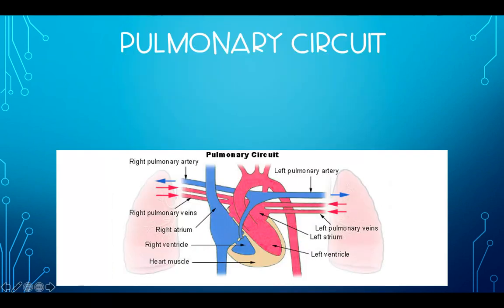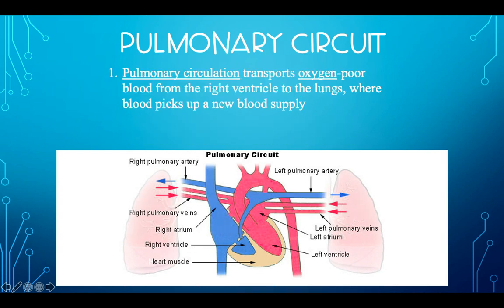The next part is the pulmonary circuit. This is the part where I was telling you about where your deoxygenated blood is taken to the lungs and then brought back through the heart to be put back into the body. First things first, it transports oxygen-poor blood from the right ventricle, which is right here, to the lungs through this pulmonary artery, either to the right or to the left, where your blood picks up a new oxygen supply. And then it returns the oxygen-rich blood here and here to the left atrium. Your left atrium is right here.